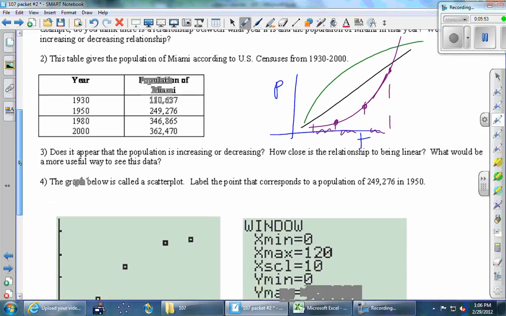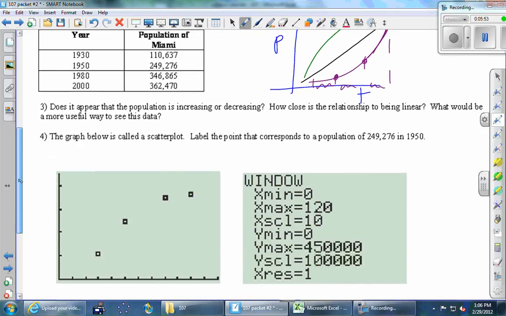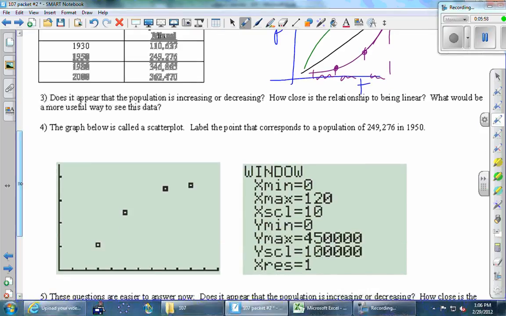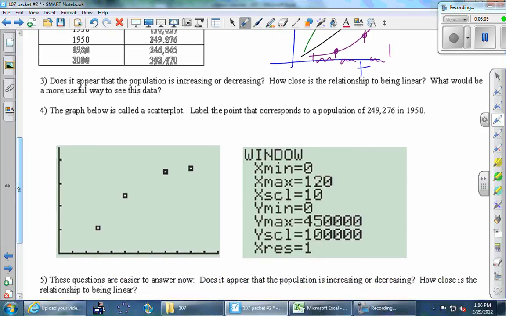Let's take a look down here at number 4, and we will go to Sam. Okay, this is a screenshot from your calculator. At the end of today, I will show you how to do all this stuff on the calculator, but first thing I want us to be able to do is analyze the results. So I've just plotted the 4 points that are up there in the table. I want to know which one corresponds to this population here, 1950 and 250,000 about.